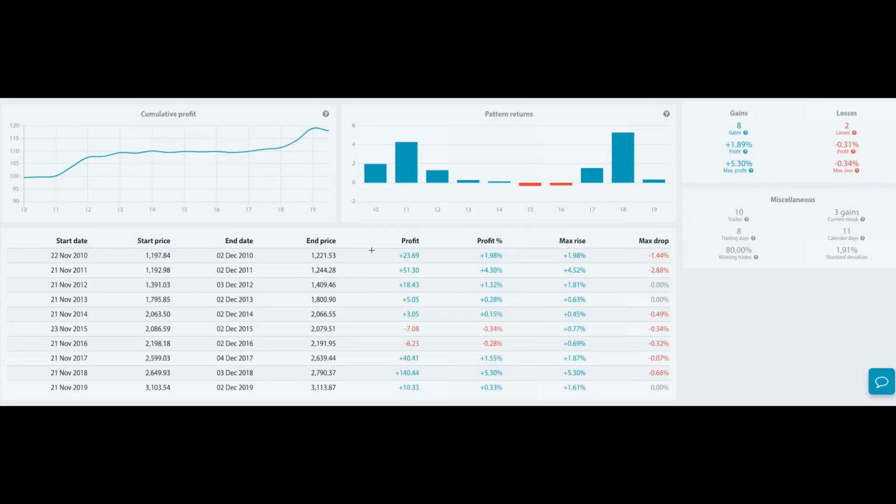This is the pattern return of the S&P 500. Buying the S&P 500 from the 22nd of November through to the 2nd of December has won 8 times in the last 10 years. There have been 8 gains and 2 losses. Some of that is due to the money from bond coupons coming into the stock markets around this time. So you get a good, strong return from the 22nd or 23rd of November through to the 2nd of December. You can see that the general profit has been good over the last 10 years.